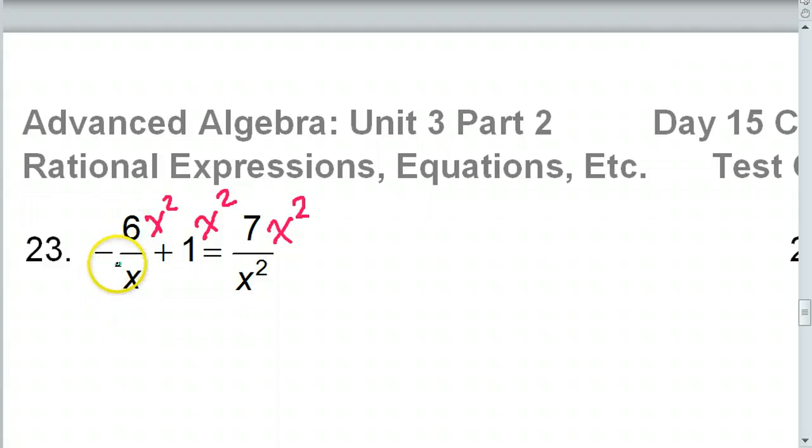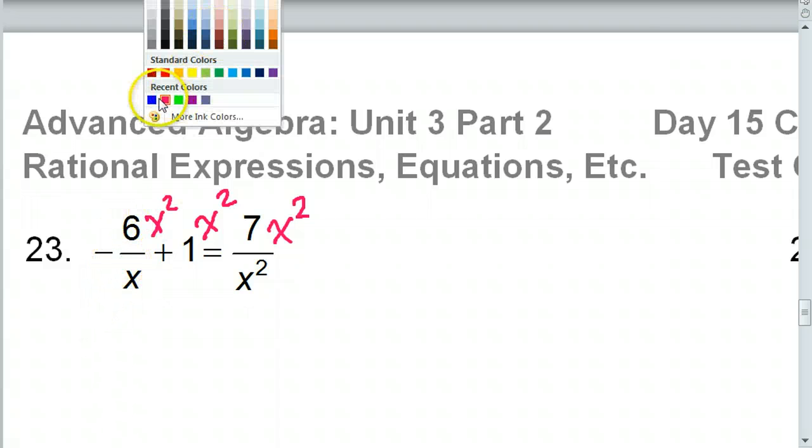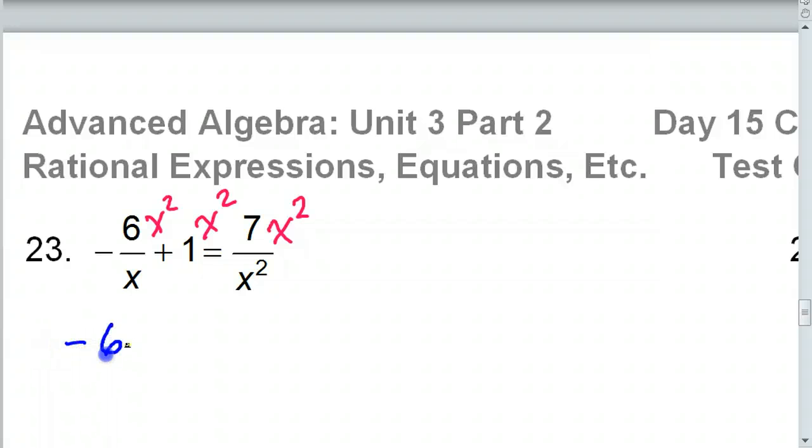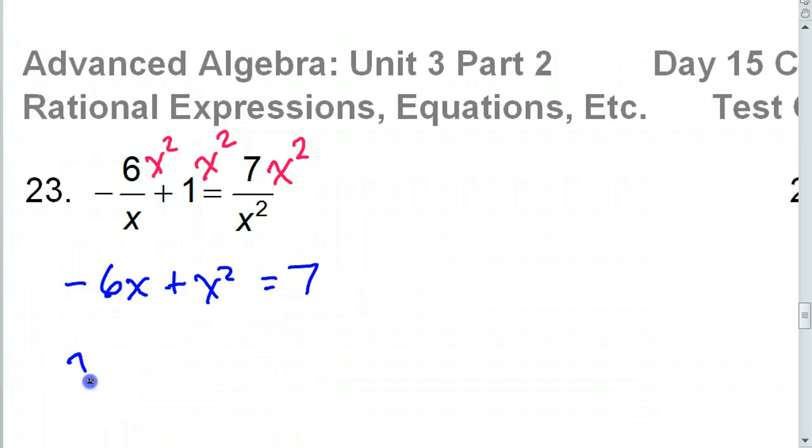Now over here, that's going to leave me with negative 6x. Do you understand where that came from? So that's going to be plus x squared. And then, of course, these x squareds cancel each other out. So that just gives me 7. So I'm going to get everything on one side. I'm going to subtract 7 from both sides. So that's going to give me x squared minus 6x minus 7 is equal to 0.